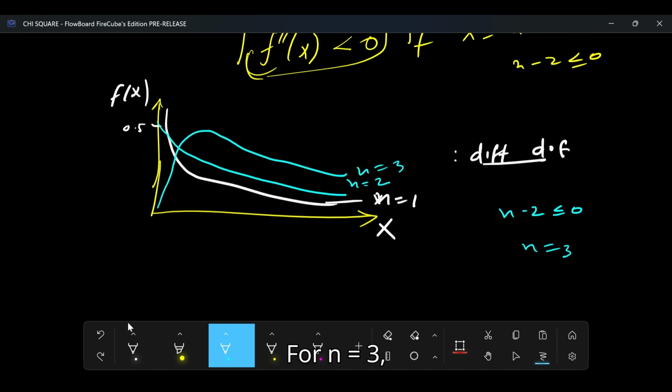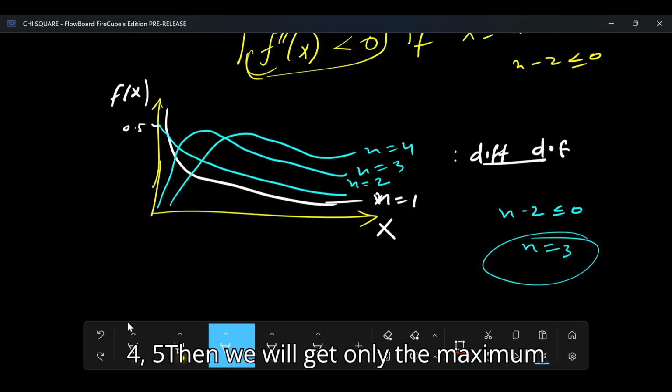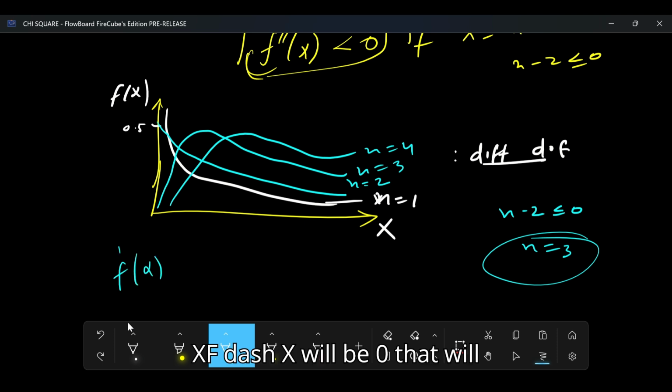For n is equal to 3, for n is equal to 4. See, for higher degrees of freedom, the graph changes from n is equal to 3, 4, 5. Then we will get only the maximum value at n is equal to 2, that is 0. Where f dash x will be 0, that will be our maximum value.